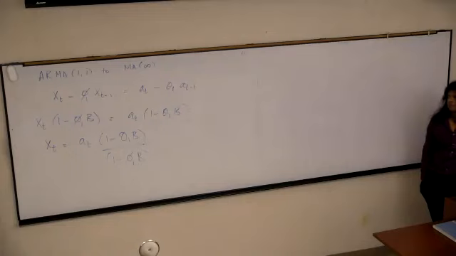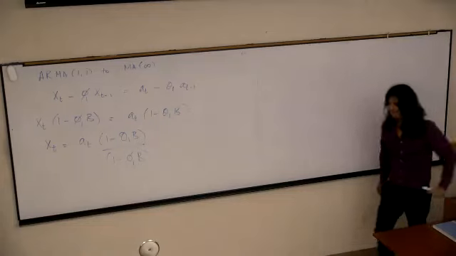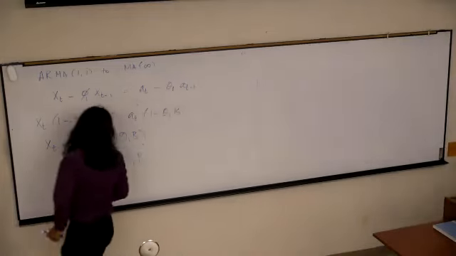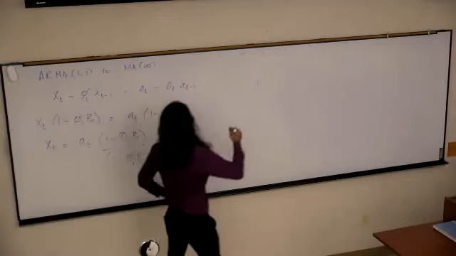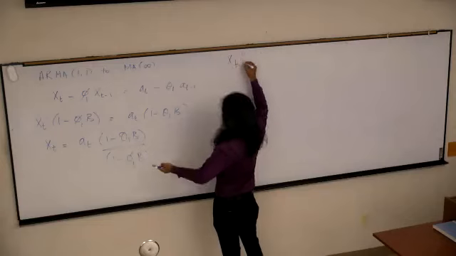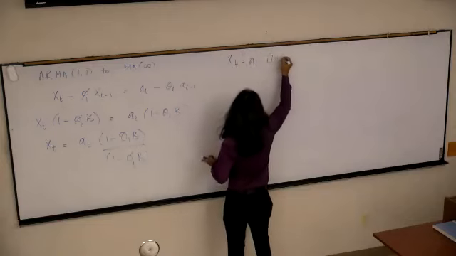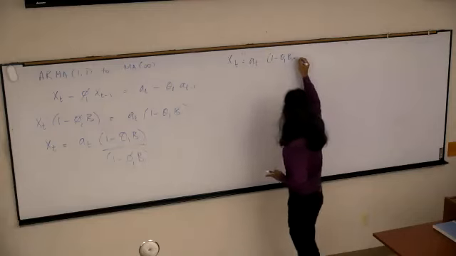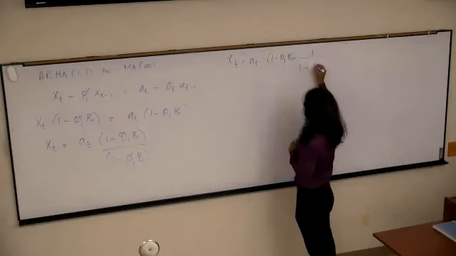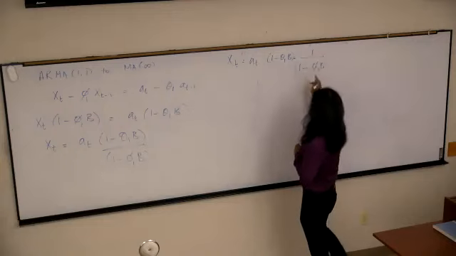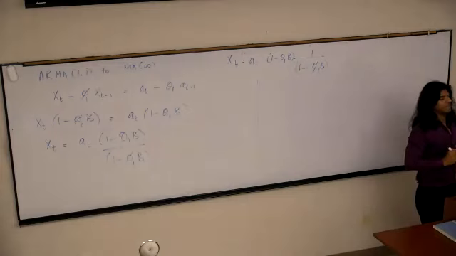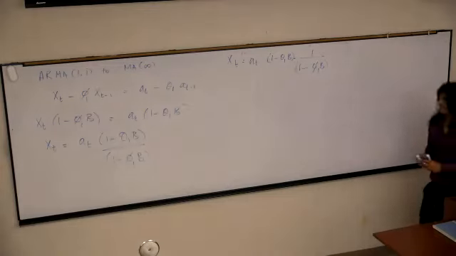There's long division. Long division, sure, but there's an easy way. Can you do a geometric series? Geometric series, right? Sure, I could do long division, but why? I'll just do a geometric series. Xt is equal to at times 1 minus theta1 B times 1 over 1 minus phi1 B, and that part is nothing but the infinite sum of a geometric series.